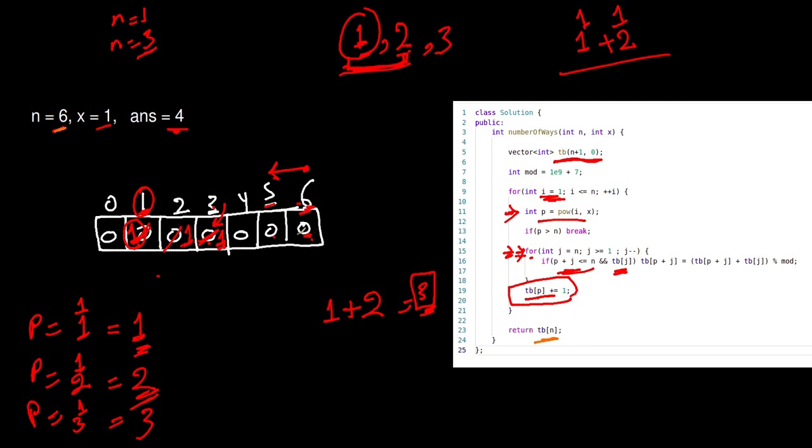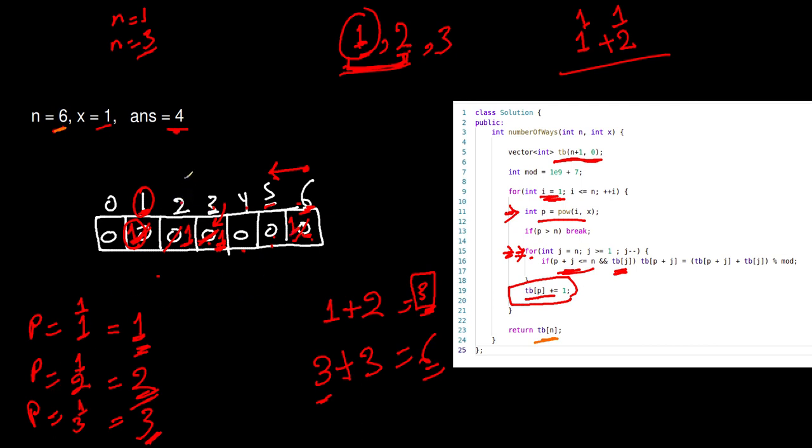Now 6 is 0, 5 is 0, 4 is 0, 3 is not 0. 3 plus, what is the p value? j equals 6, p is 3. So we need to update the value at 6 with the value at 3. The value at 3 is 1, so this one becomes 1.